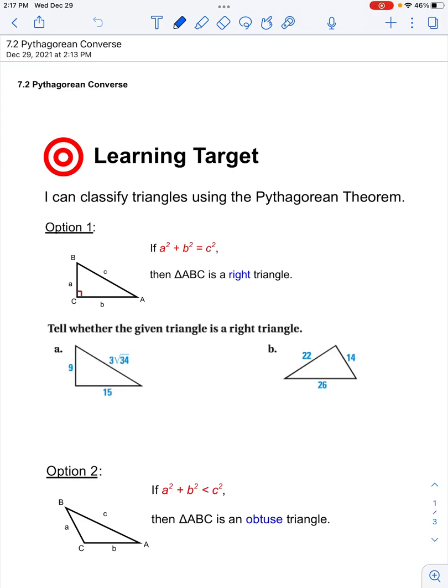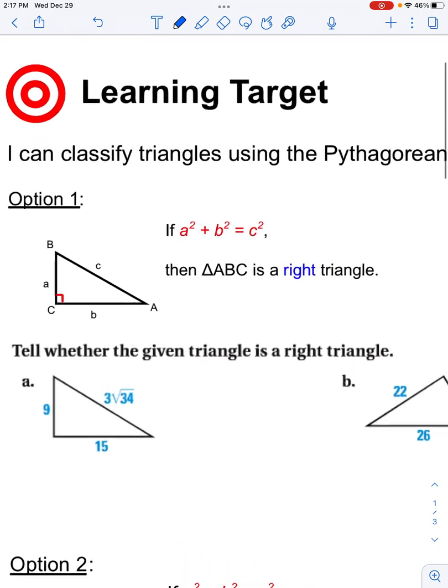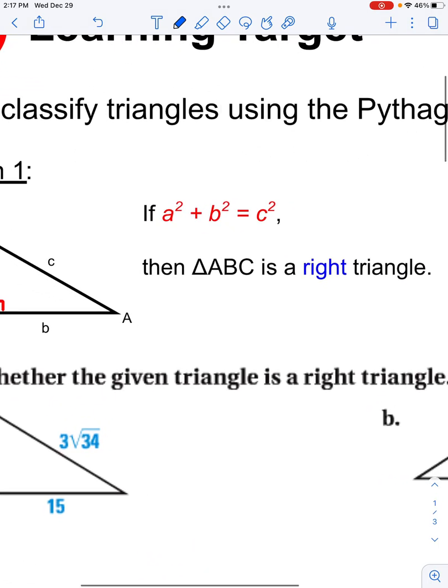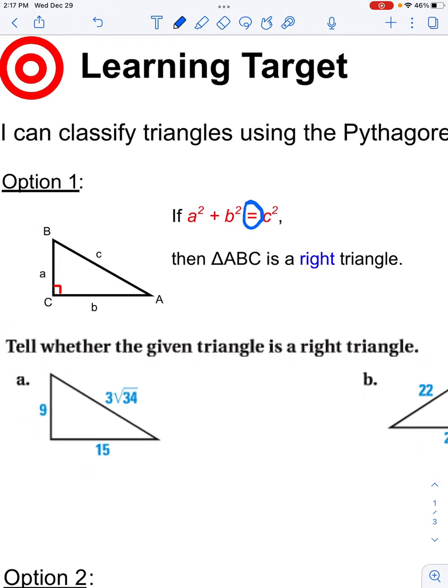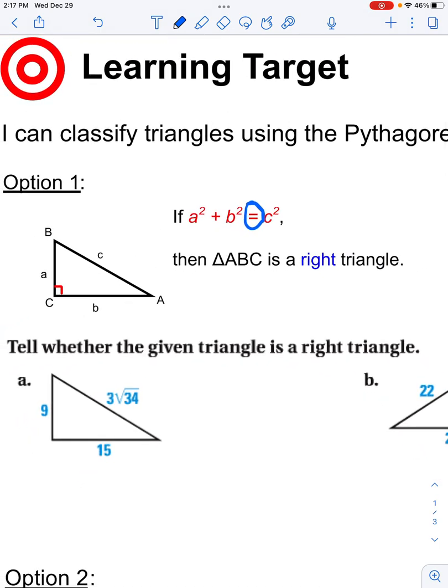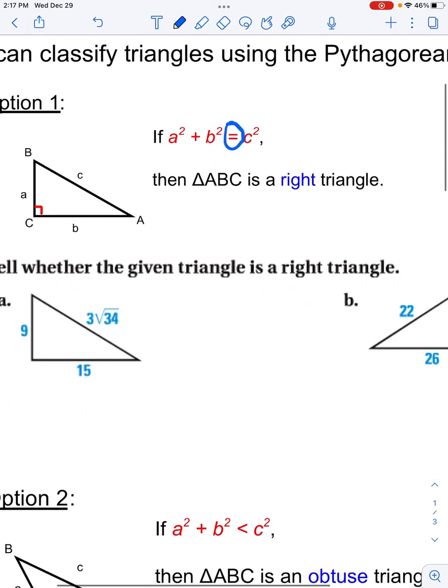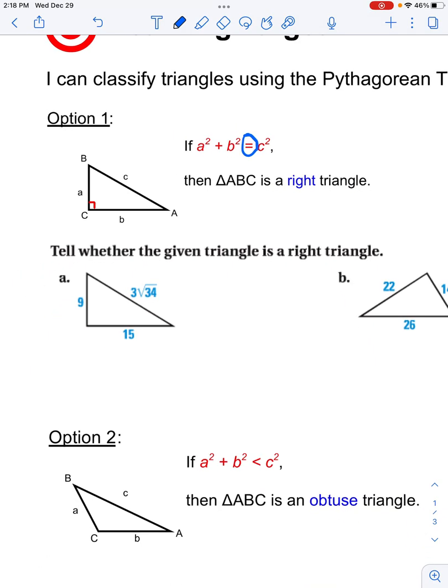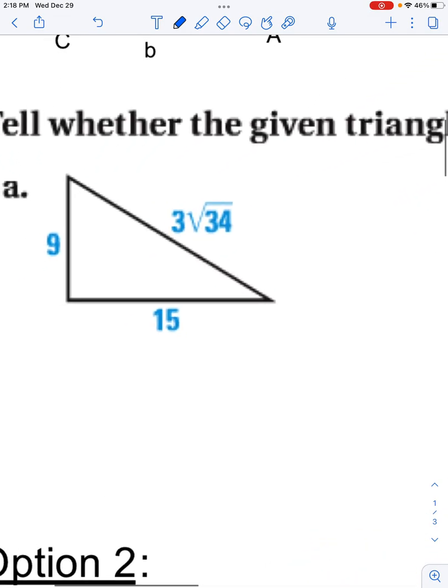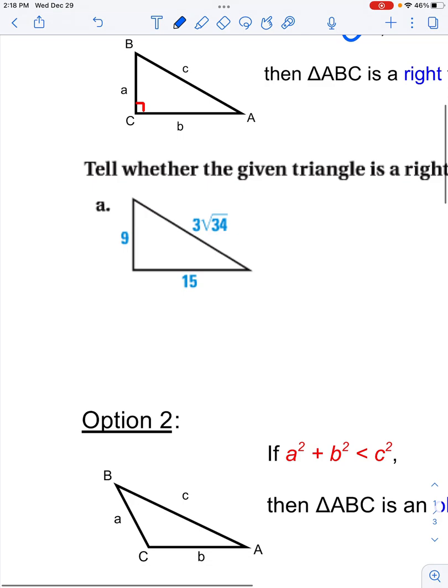Okay, continuing on with Pythagorean's theorem, but this time we are focusing on the converse. I can classify triangles using the Pythagorean theorem. So if a squared plus b squared equals c squared, then the triangle is a right triangle. So if it exactly equals c squared, you know you have a right triangle. So let's look at some examples.